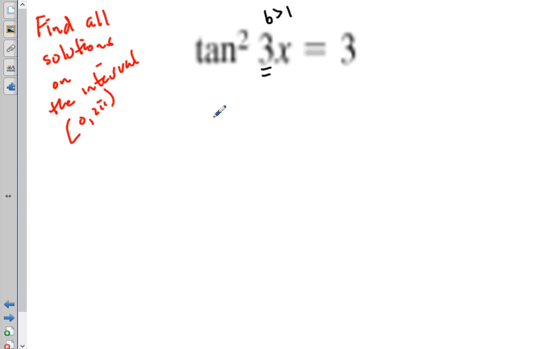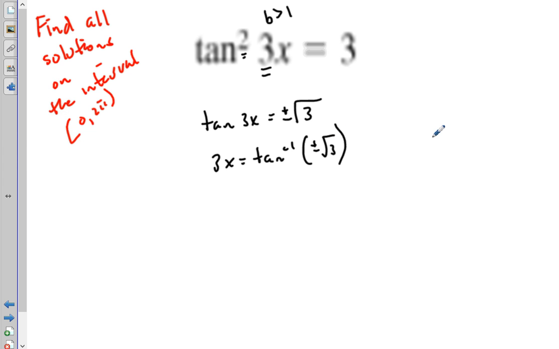Here, we're going to take the square root. So we're going to have tangent of 3x, and we're going to take the square root of 3 to get rid of the square. And then we have, remember, plus or minus. So now we're going to take the inverse tangent of plus or minus the square root of 3. That means we have both positive and negative.